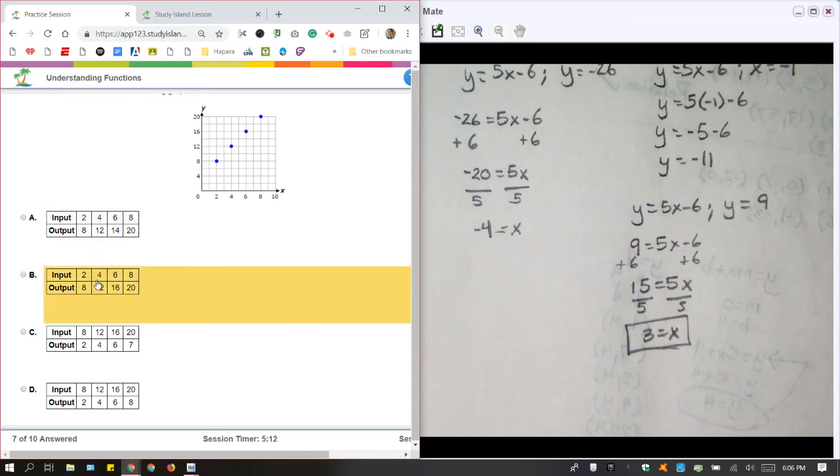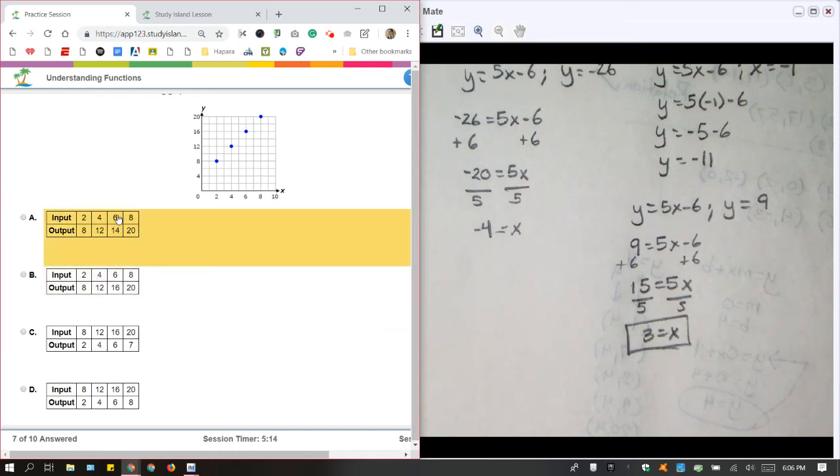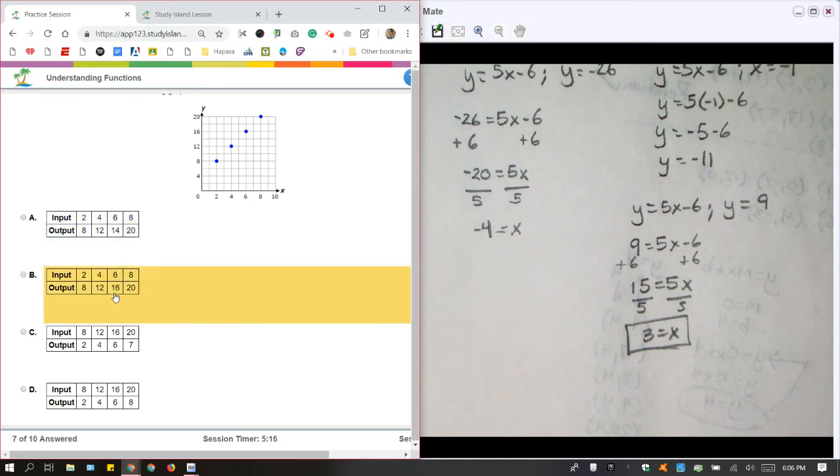They both have 4, 12. So the next one I'm going to look at that's different is 6, 14 versus 6, 16. So let's go over to x 6, and we go up, and we see 16 is where it is. So 6, 16.